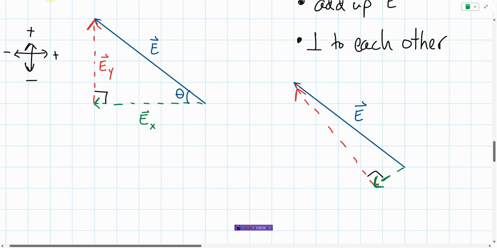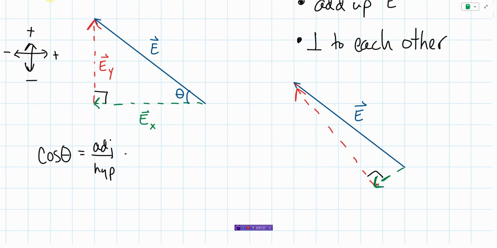Well, I've got an angle. That angle is adjacent. It is touching EX. So I'm probably going to use a trig function that uses the adjacent side. I know what E is; I will have been given it. So I also want to use the hypotenuse. The one that comes to mind is cosine. I know that the cosine of an angle equals the adjacent side divided by the hypotenuse. In this case, the adjacent side has a magnitude of EX.